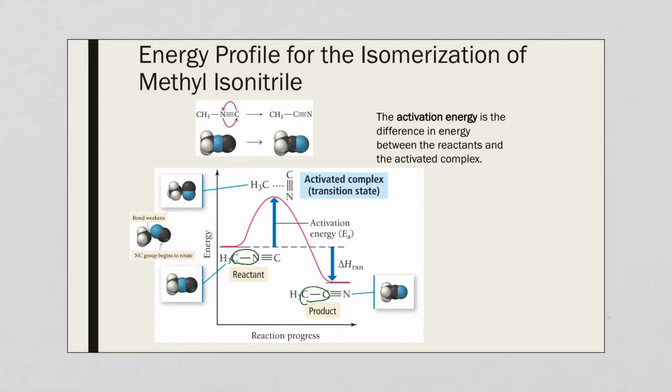Okay, so that's a little bit about the activation energy. That's one of the terms in our Arrhenius equation. So at this point, let's look a little bit at that other new term, the frequency factor.